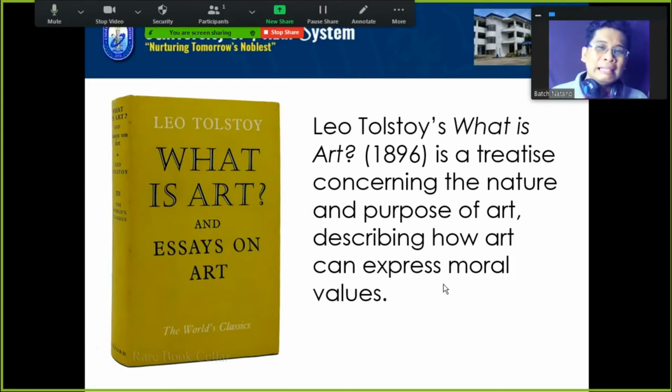So, it is an essay on art. Leo Tolstoy's What is Art, which was published in 1896, is a treatise concerning the nature and purpose of art, describing how art can express moral values. Okay, so tingnan natin kung baka meron silang pareho na punto de vista nila Plato, nila Aristotle, nila Philip Sidney. Tingnan natin kung meron.